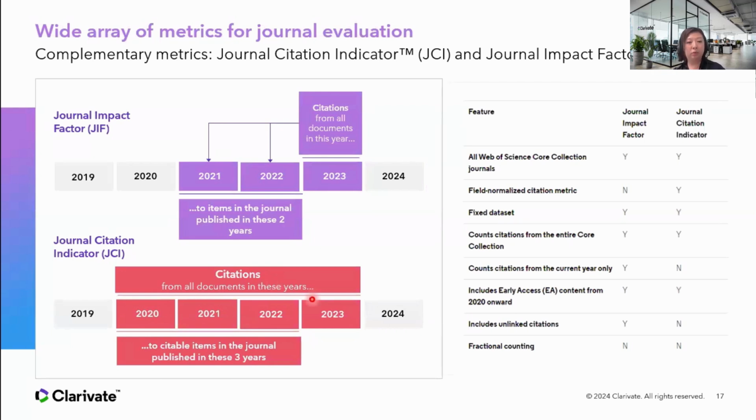A value of 1.0 is always the global average. So any journal that has a JCI higher than 1 is performing above global average. Any journal below 1 is below global average. And you can use this to compare between different subject categories. Yeah, Dju-Lyn, I just wanted to clarify the JCI metric. It is a normalized metric, whereas the JIF is not normalized.